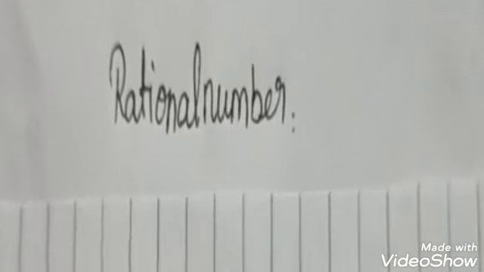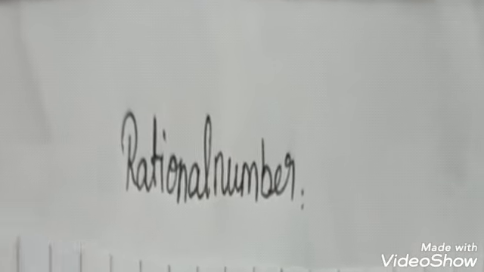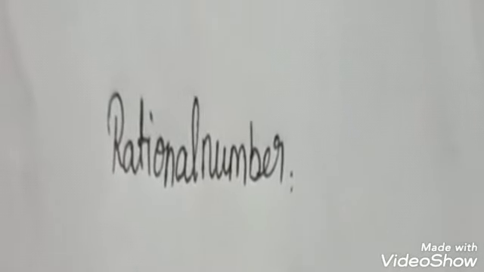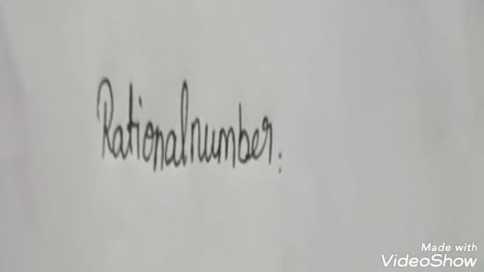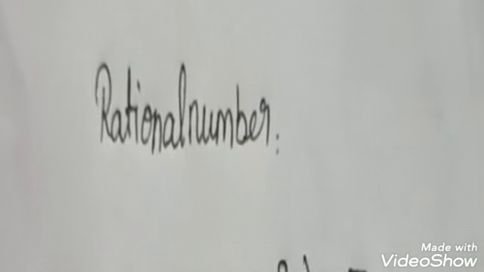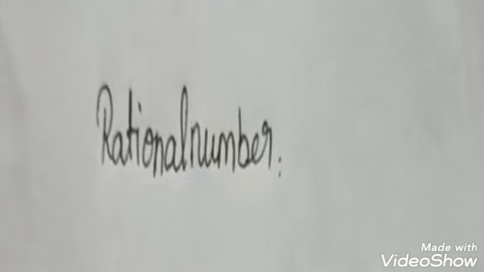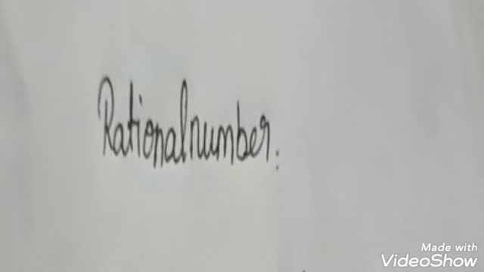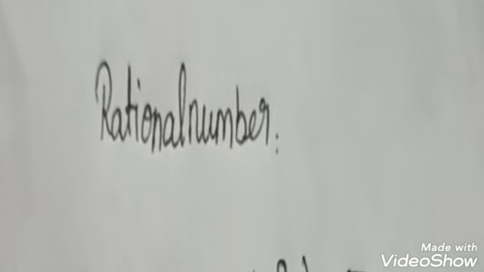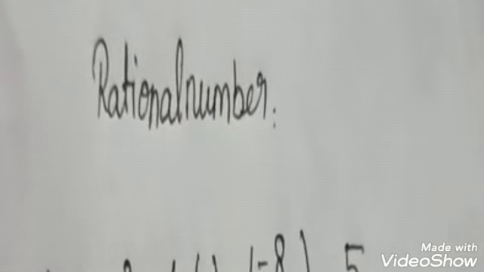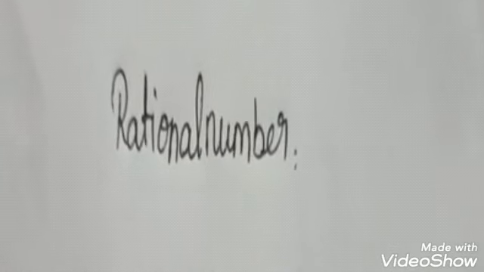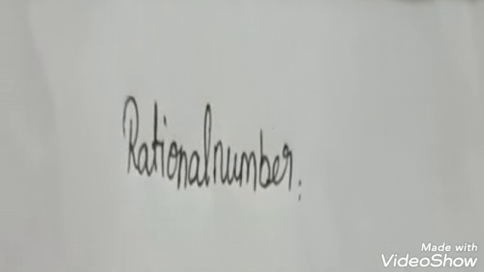Now we continue the rational numbers. I have to explain the first example. Example number 1. Find 3 by 7 plus of minus 6 by 11 plus of minus 8 by 21 plus 5 by 22. So here the denominators are different. Here we have to use LCM and make the denominators the same. Afterwards you have to add or subtract. Before that we have to cancel the bracket.